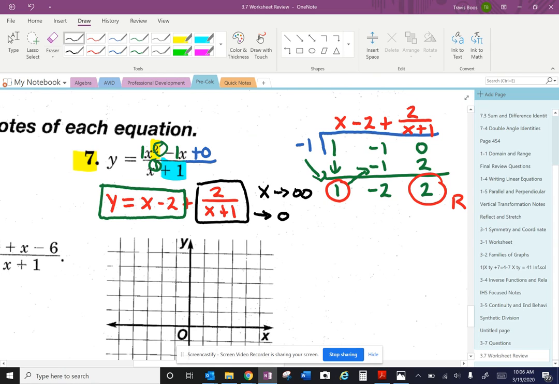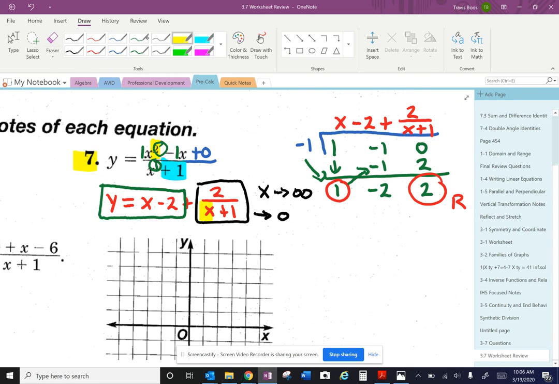Well, if you imagine your x getting larger and larger and larger, the denominator of that fraction is going to get larger and larger. And as the denominator gets larger and larger, that approaches 0. And so just the first part, y equals x minus 2, that's your slant asymptote.